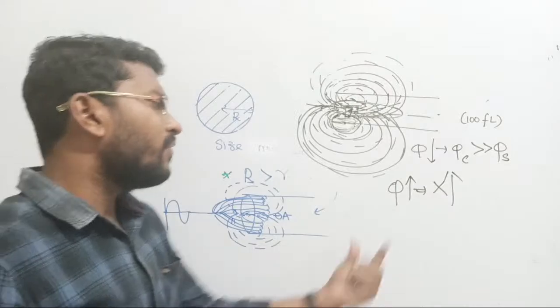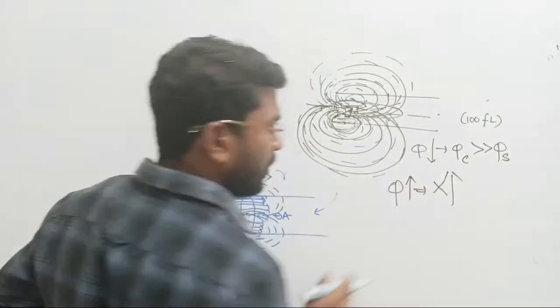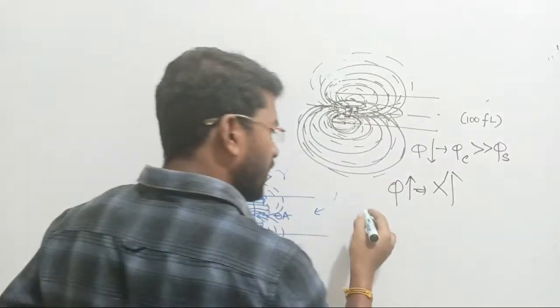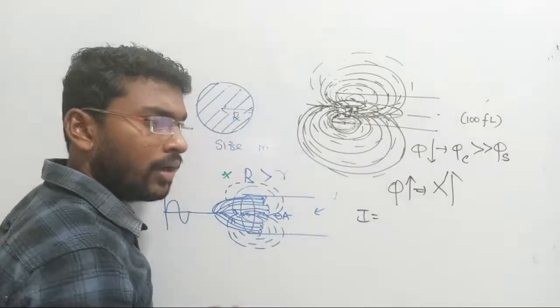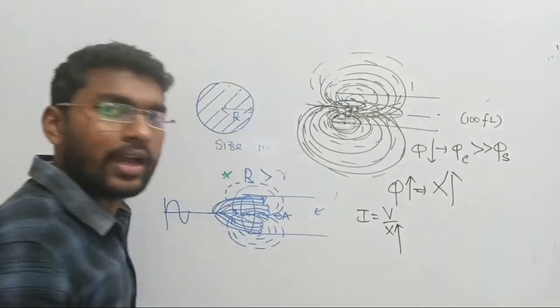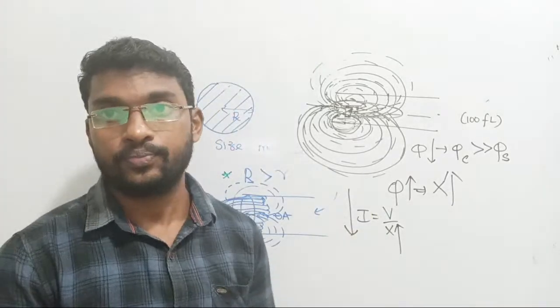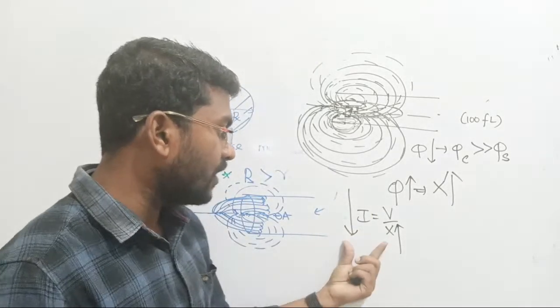In electrical machines, we have to define these things many times, right? So reactance is very high. If flux is more, reactance is also more. If reactance is more, the current decreases. According to Ohm's law, I is equal to V by X. If the value of the reactance is very high, then what will happen? Definitely the value of the current will decrease. You have to agree, you have to accept. Yes or no? Yes. Sir, current value is decreasing.